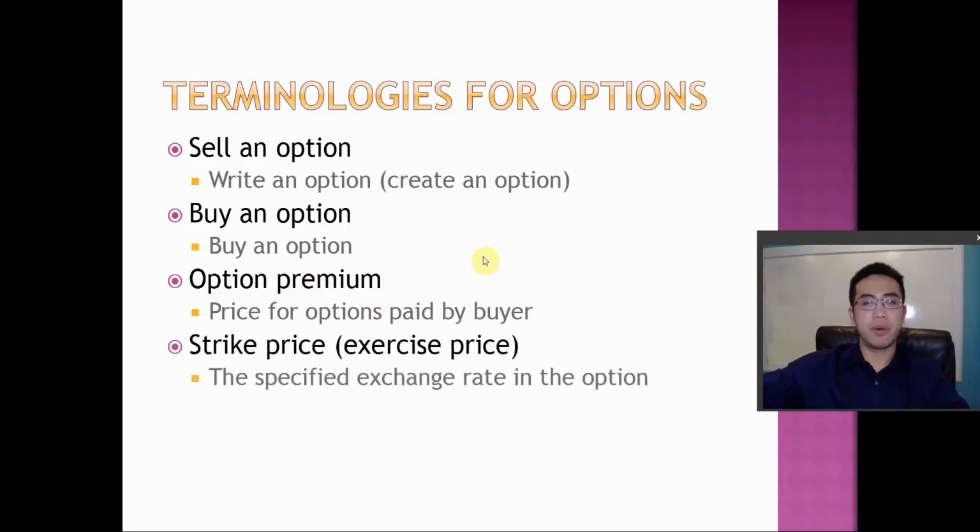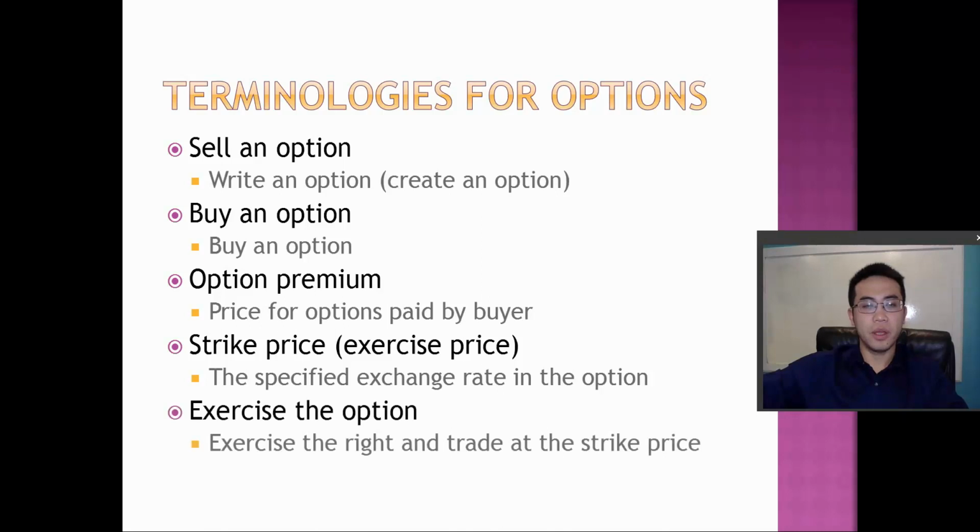There is also a strike price for the option. We call it exercise price as well. So the strike price basically is the specified exchange rate for the Australian dollar or for the Japanese yen in the option contract. When you exercise the option, it means the buyer chooses to exercise the right to trade at the strike price or the exercise price. Okay, so here are the important terminologies we use for this topic.